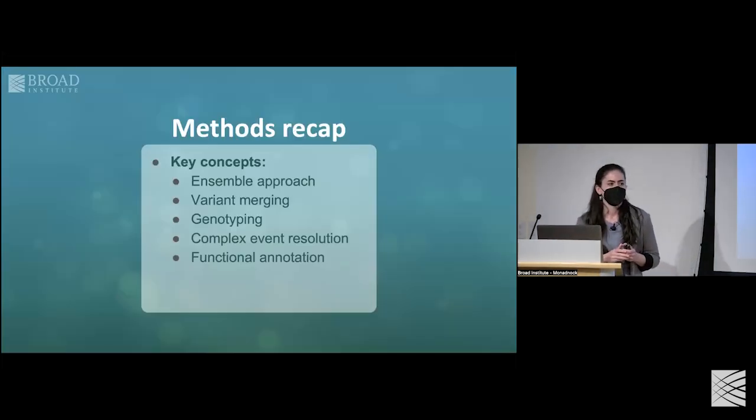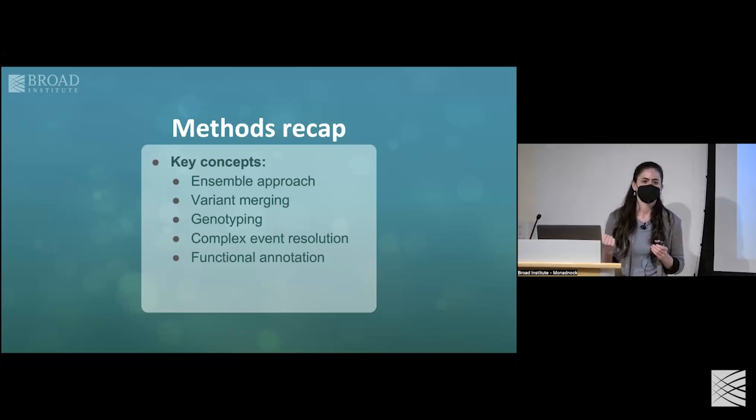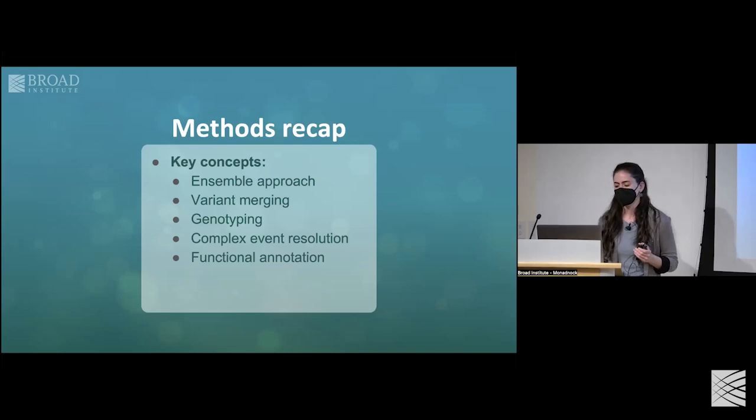Okay, so here's a quick recap of the methods that we just went over. GATK SV takes an ensemble approach to improve sensitivity and specificity. We merge variants to reduce redundancy. We perform joint genotyping of all sites across all samples. We resolve complex events, and we perform functional annotation.